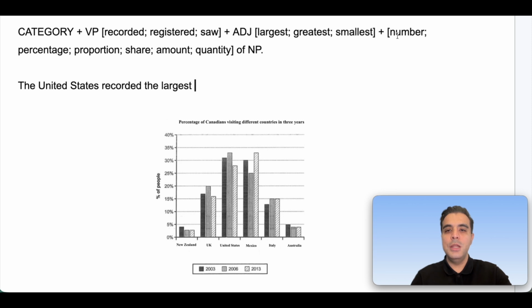Now, are we dealing with numbers, percentages, proportions, shares, amount, or quantity? Well, it's not a number. It is a percentage or proportion, right? Share could also work, but amount and quantity are mostly for non-percentage figures, right? So let's just go with percentage of. Now we need to add the noun phrase. That is, what do those numbers represent? What is being compared? It is the percentage of Canadian tourists. So I'm just going to add Canadian tourists.